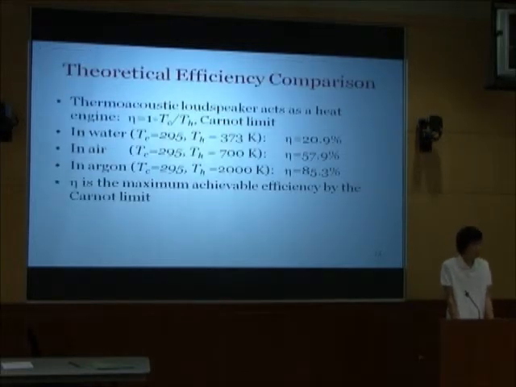So this is the theoretical maximum efficiency for different gases and different mediums. This is based on the Carnot limit with the temperature gradient. In argon, you can heat the nanotubes to a much higher temperature, about 2000 Kelvin, theoretically. Then the maximum efficiency that can be attained is around 85%, though it can't actually reach that limit.